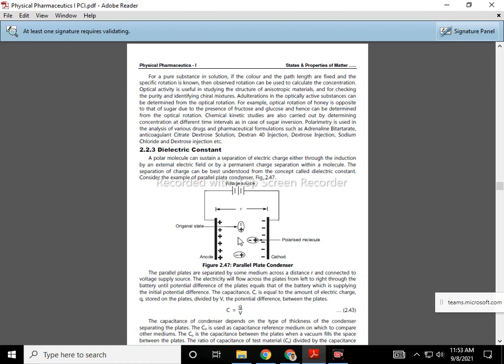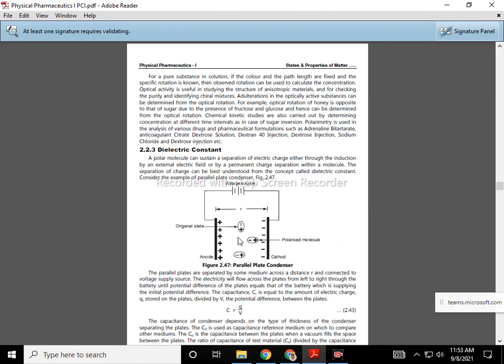Very simple, if you are paying attention to my lecture. And that is the dielectric constant. It doesn't have any unit, it has the symbol only. Got it? I have shared a book of this PCI syllabus. You will get that. This only I am sharing with this screen.